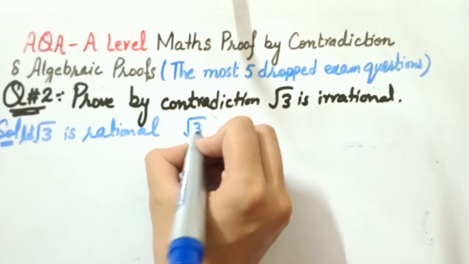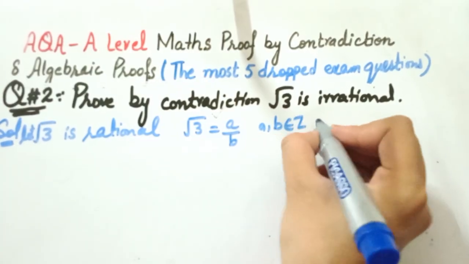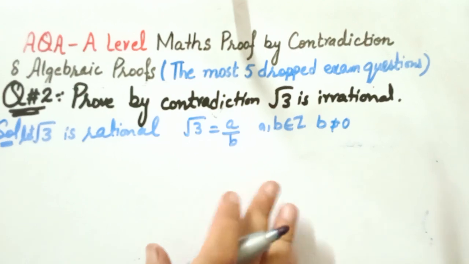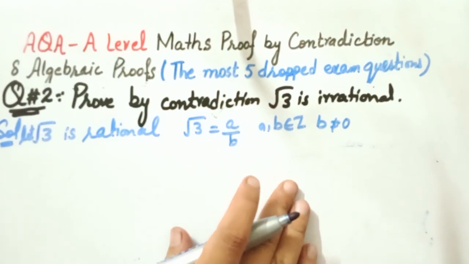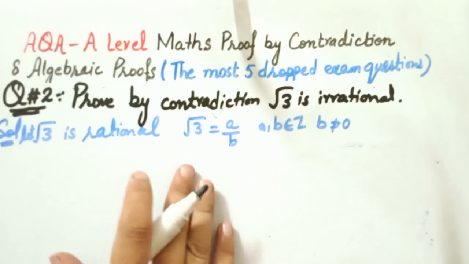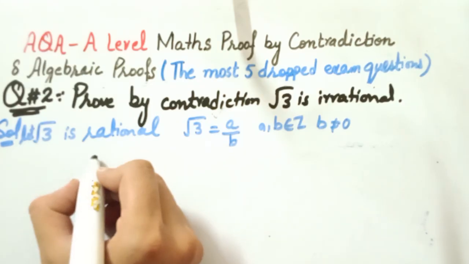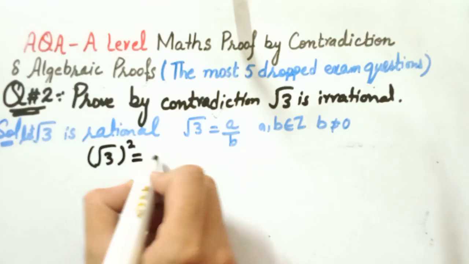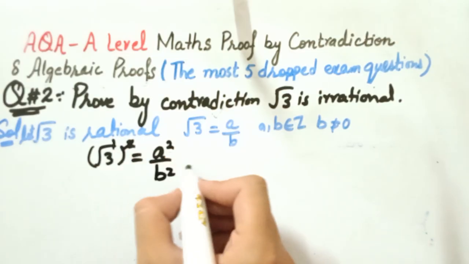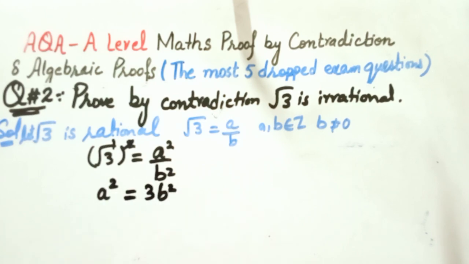It means root 3 equals a by b, and the condition is a and b are both integers and b cannot equal 0. So this is a fraction in the simplest form with no common factors. We have to show that root 3 is irrational. For this purpose, we have assumed that root 3 is rational. Now we will take the square of this. We get a square by b square. So we have a square equals 3 b square.